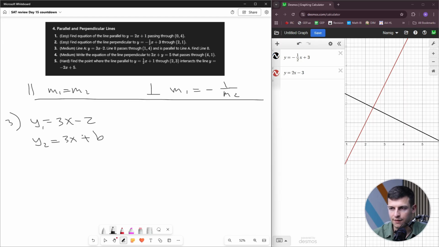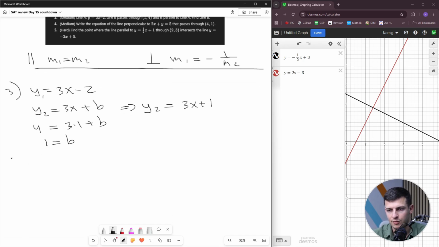Again, how can we find that out? Because we have a point, (1, 4), we can use that. So I'm going to plug in 4 for y and 1 for x: 4 equals 3 times 1 plus b, and 4 minus 3 is 1, so b is equal to 1. So I just found my equation for the second line, line B, which is y equals 3x plus 1. Is that what we needed? Find line B. Yes, I guess that's what we needed. Good. We can move on.